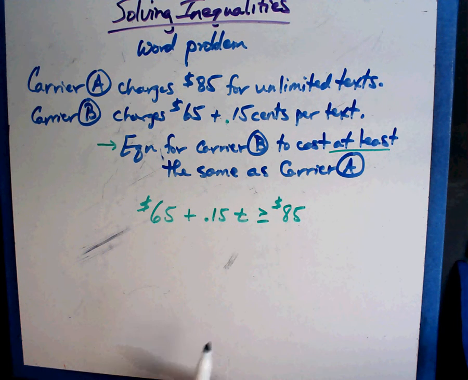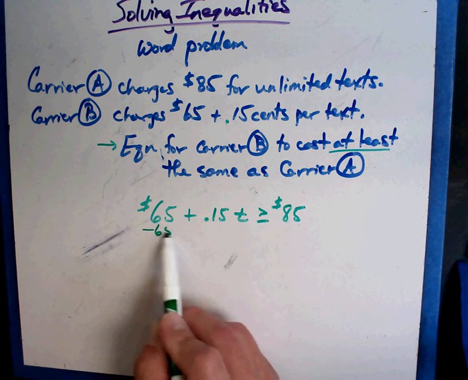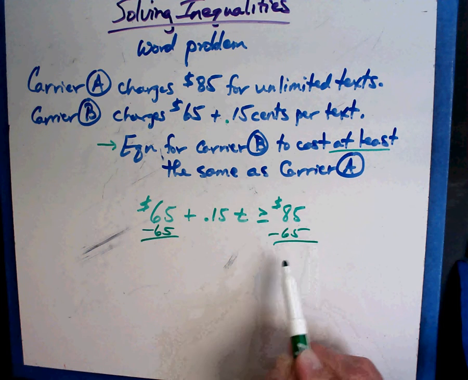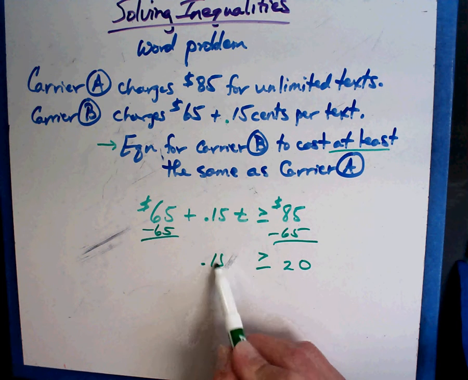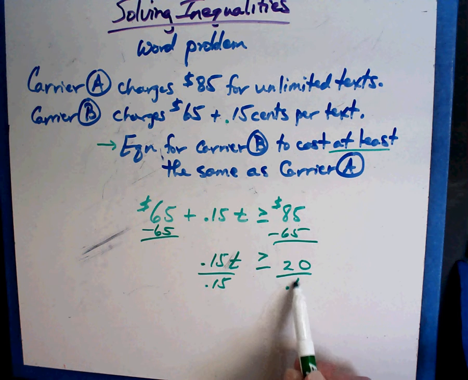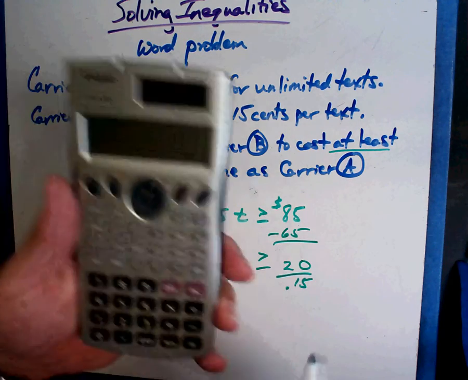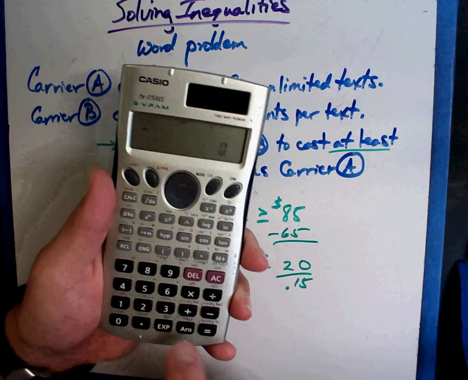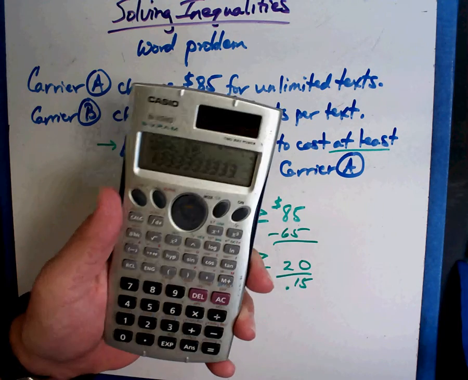And then the question may say something like, so how many texts will it take to get there? So you just solve it algebraically like we were doing in the last video. So you're going to subtract 65. So you end up having 20 greater than or equal to 0.15t. Now we're going to divide by 0.15. So I take my handy dandy calculator, and I'm going to take 20 divided by 0.15, and it's 133.3.